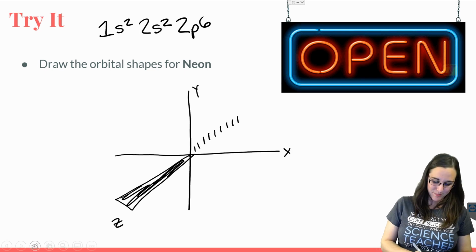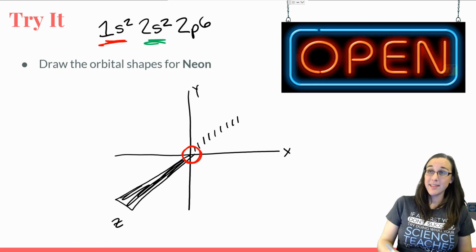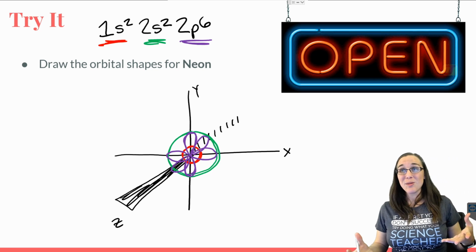And now we're going to add in our shapes. We have 1s, that's a sphere, that's small. We have 2s, that's a slightly larger sphere. And now we have our peanuts. We have 2p6. So it's going to be the same size as the green, but we're going to have peanut on the y, peanut on the x, and peanut on the z. That would be your orbital shape for neon.